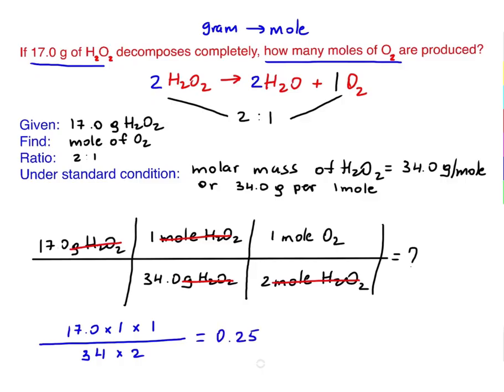And when you do that, you should be able to get 0.25 mole of O2. Again, make sure what unit is left. It's a mole of O2 that is left, and that's what you're going to have as your final unit. Units are very, very, very important in stoichiometry.